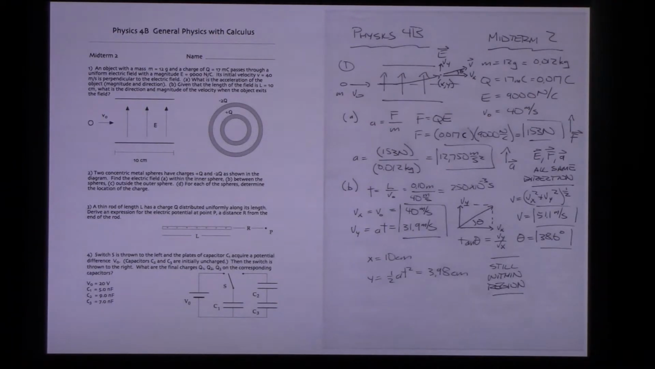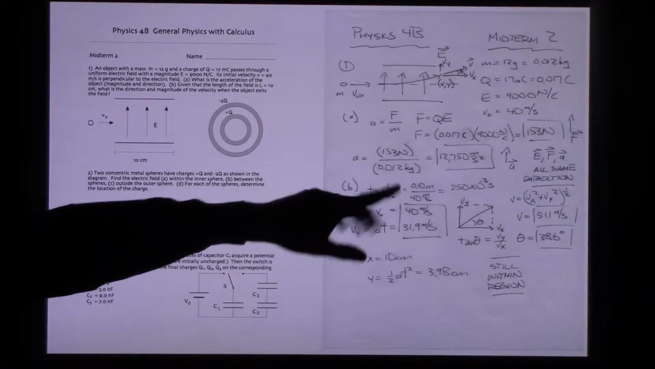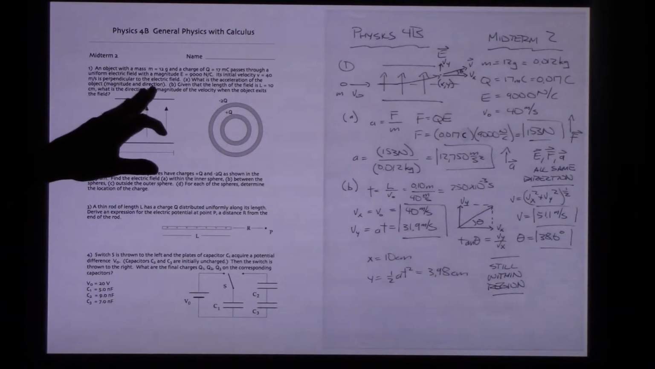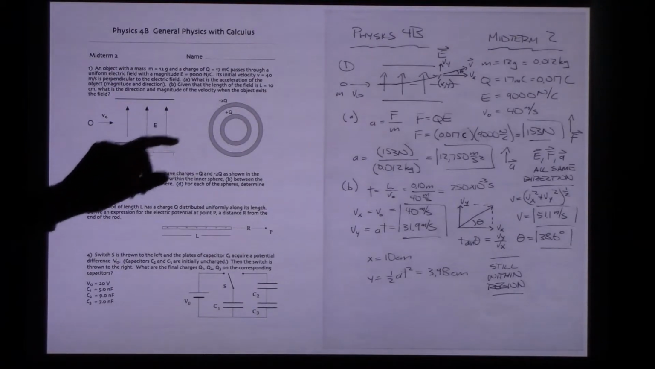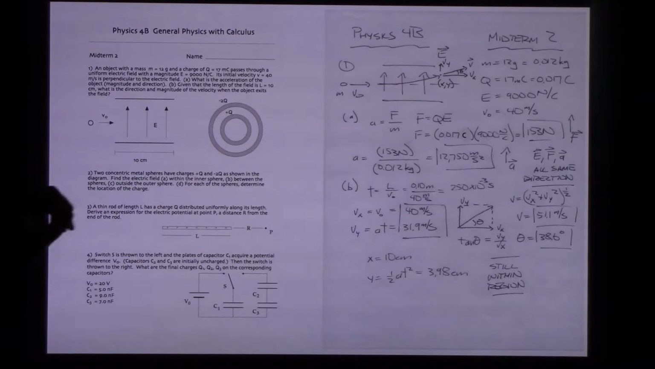Again, the electric field, the force, and the acceleration are all in the same direction. Now the second part of this, once we've found the magnitude and direction of the acceleration, asks: if this length is 10 centimeters, what will the velocity look like when the object exits that region? Let's take a look at this.